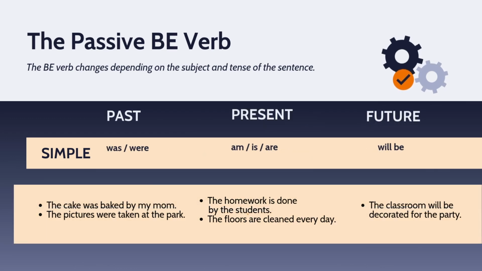Here are some examples of simple form sentences. The cake was baked by my mom. The pictures were taken at the park. The homework is done by the students. The floors are cleaned every day. The classroom will be decorated for the party.